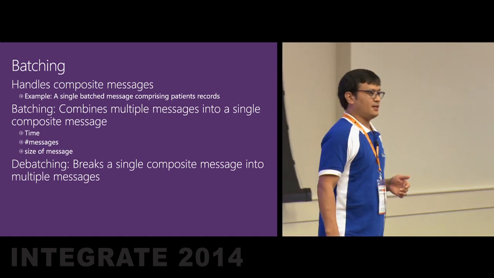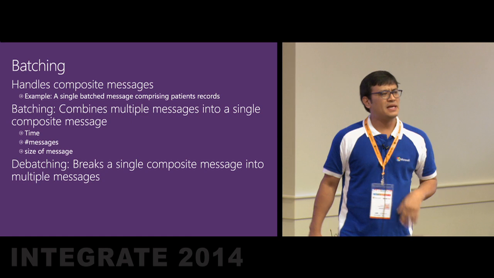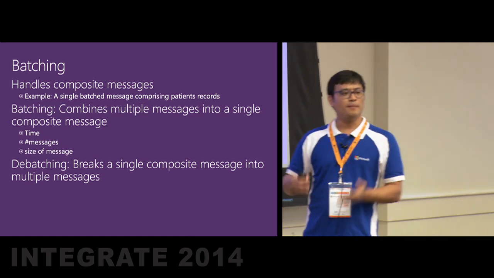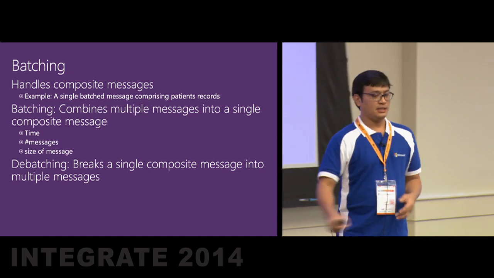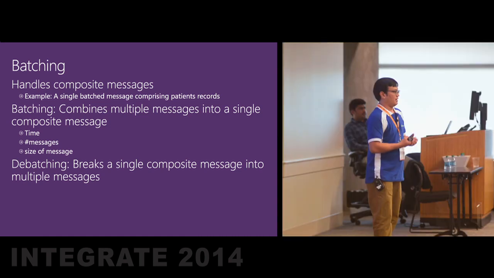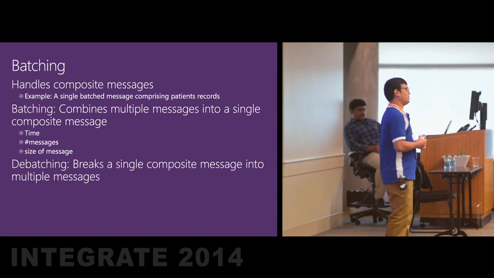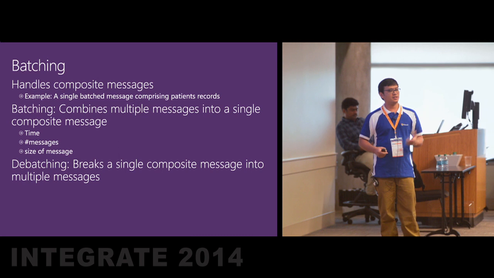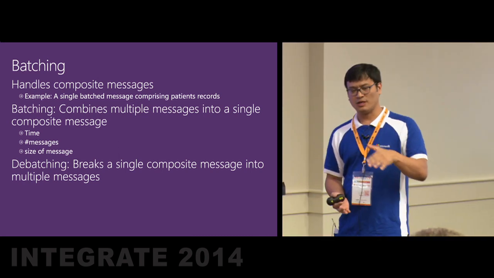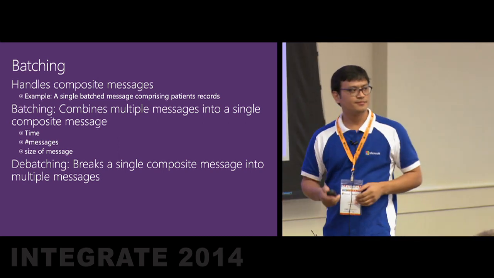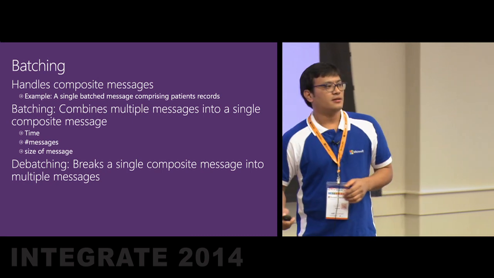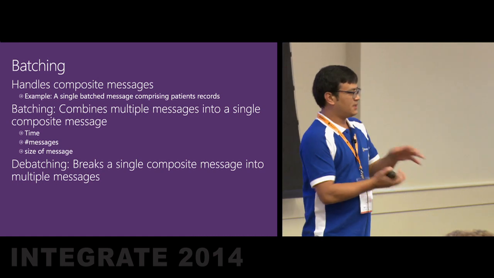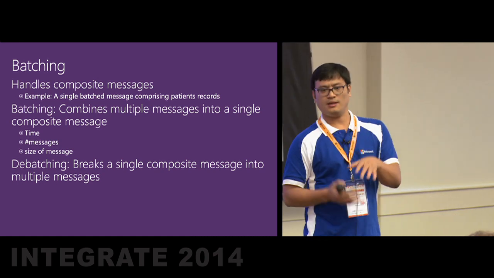Next is batching, right? So in many scenarios, you have the necessity to batch messages and send them out. This is about handling composite messages. There are many such scenarios. Any line item in an Excel spreadsheet, for instance, could be an individual message, and you want to construct a big composite message out of that. So batching is where you combine multiple messages into one big composite message.